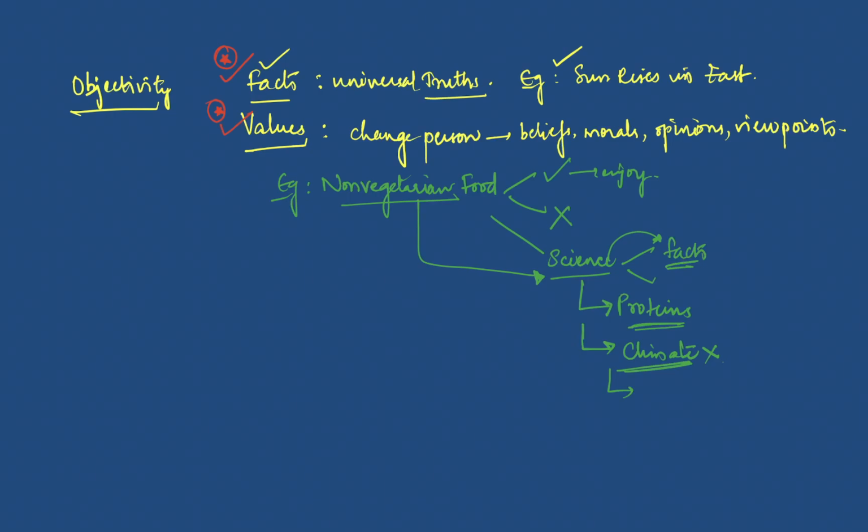So science basically doesn't have values. It just gives you the facts. It tells you it has proteins, but it also does negative to the climate. So you decide. It leaves it upon you to decide, right?